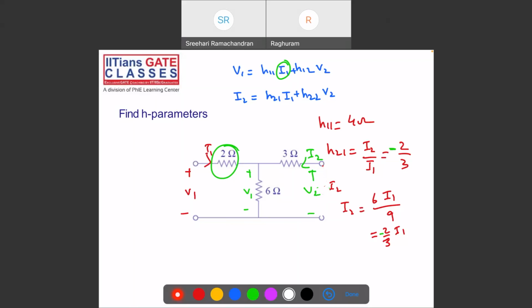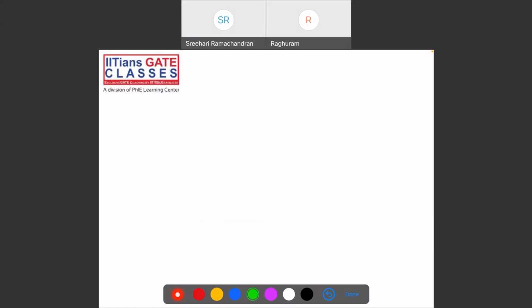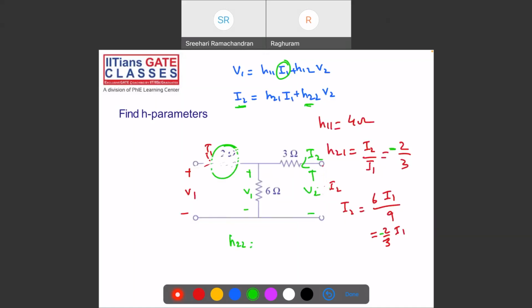So there is no I1 when I do I1 equal to 0. Now V2 by I2, or I2 by V2. If I do I2 by V2, what will I get? H22. H22 is 1 by 9, since these resistances are in series, 6 plus 3 is 9. So 1 by 9 is H22. H22 is I2 by V2, not V2 by I2. The unit is Siemens, and this is ohms, and this is current gain, no units.